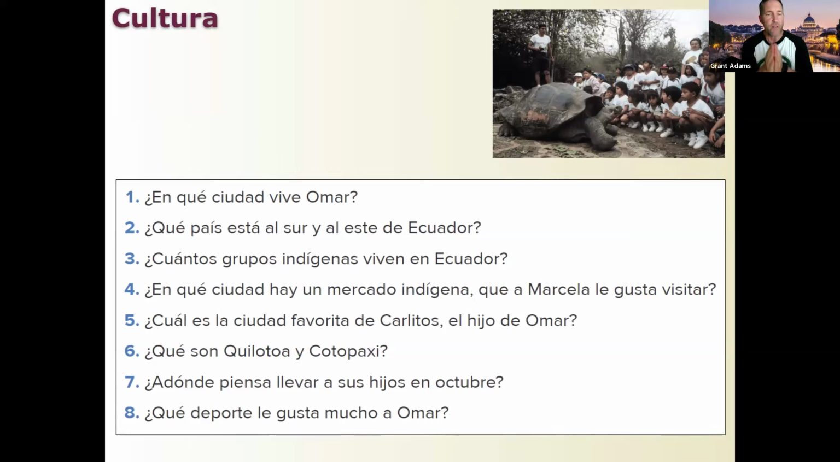¿Cómo se dice número 7 en inglés? ¿A dónde piensa llevar a sus hijos en octubre? That's one of the verbs we were practicing last week. Escriban, por favor, en el chat. Yo quiero ver cómo se dice en inglés. ¿Qué dicen ustedes? Okay, a couple of you are starting to do it. Where are you planning to go with your children in October? Where do you plan to take your kids in October?